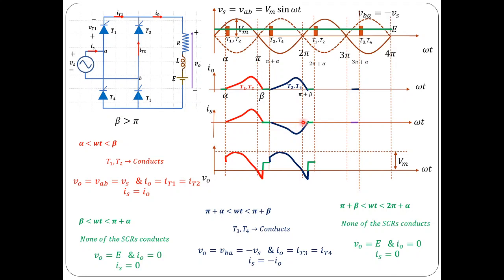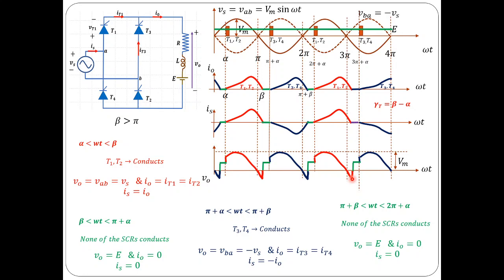So this is the operation for omega t ranging from alpha to 2 pi plus alpha. The same operation would repeat for the remaining cycles also. You will have a similar kind of operation. That is shown graphically this way. You can see from 2 pi plus alpha to 3 pi plus alpha, this is the current wave shape, this is the source current, and this is the load voltage.